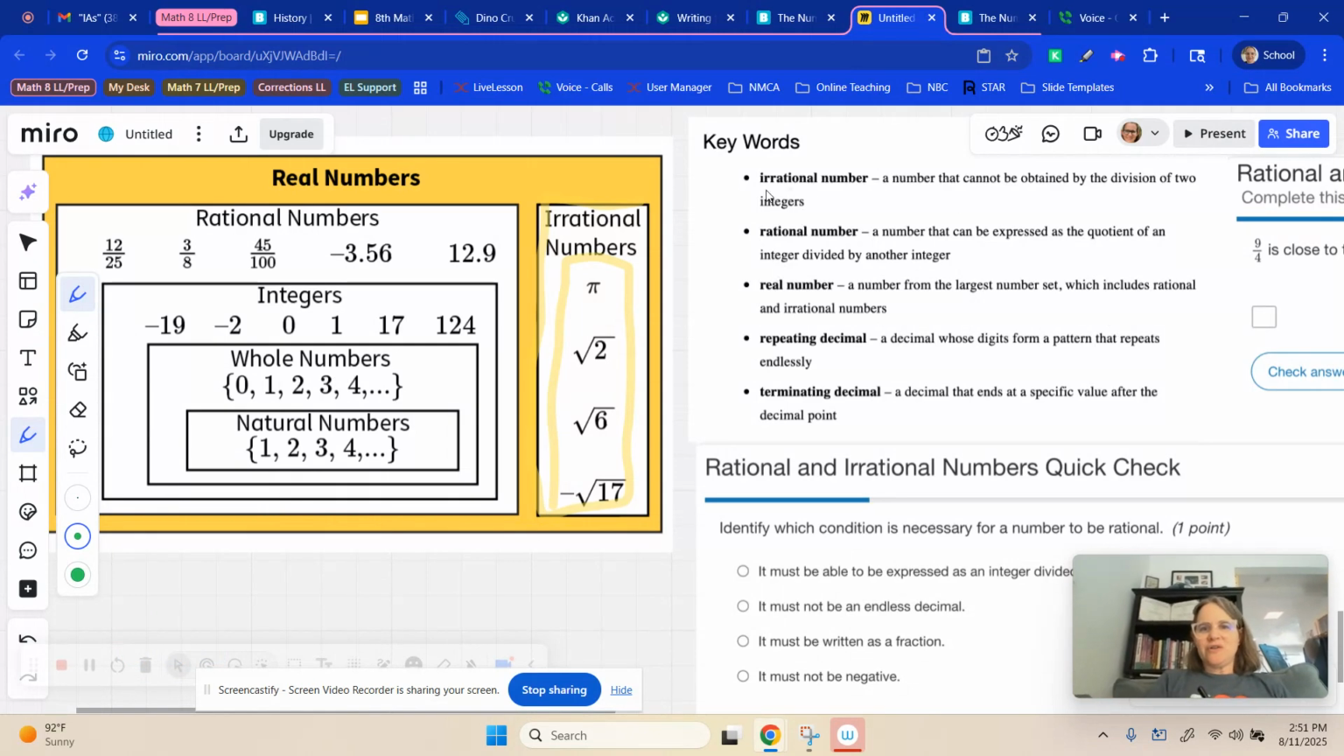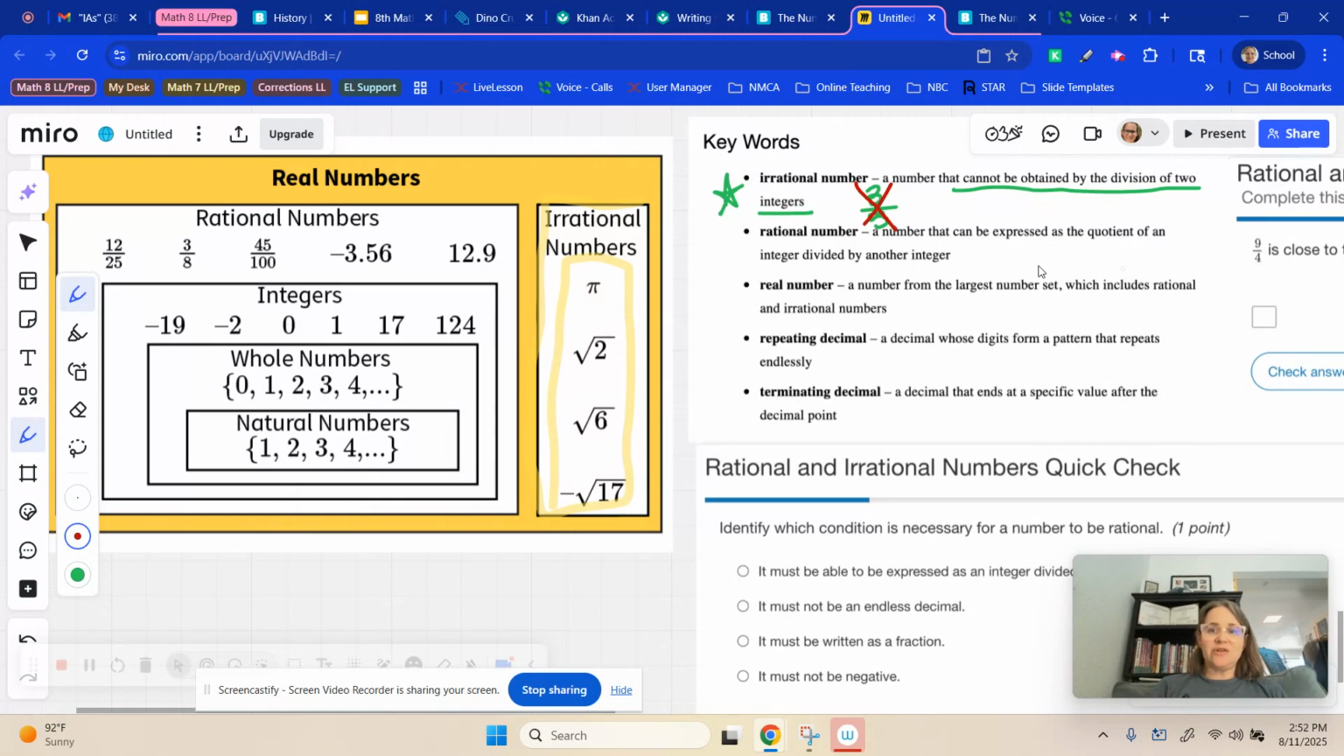So an irrational number up in our keywords, it cannot be obtained by the division of two integers. Okay, so like anything that could be written as a fraction, that's not an irrational number. They're giving us this definition that if it's irrational, we can't do that. We can't write it as a fraction.